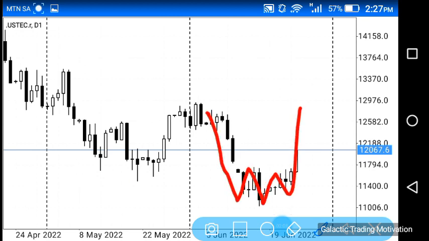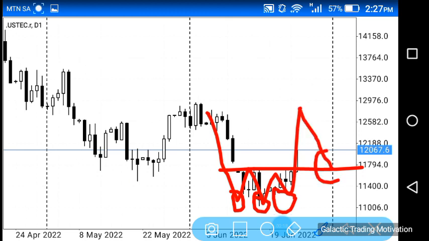We had an inverted head and shoulders pattern in that region, with the left shoulder being there, the head being here, and the right shoulder being there. The neckline is here, and what may happen in the future is that the price may come down to the neckline to retest it and then push further up.